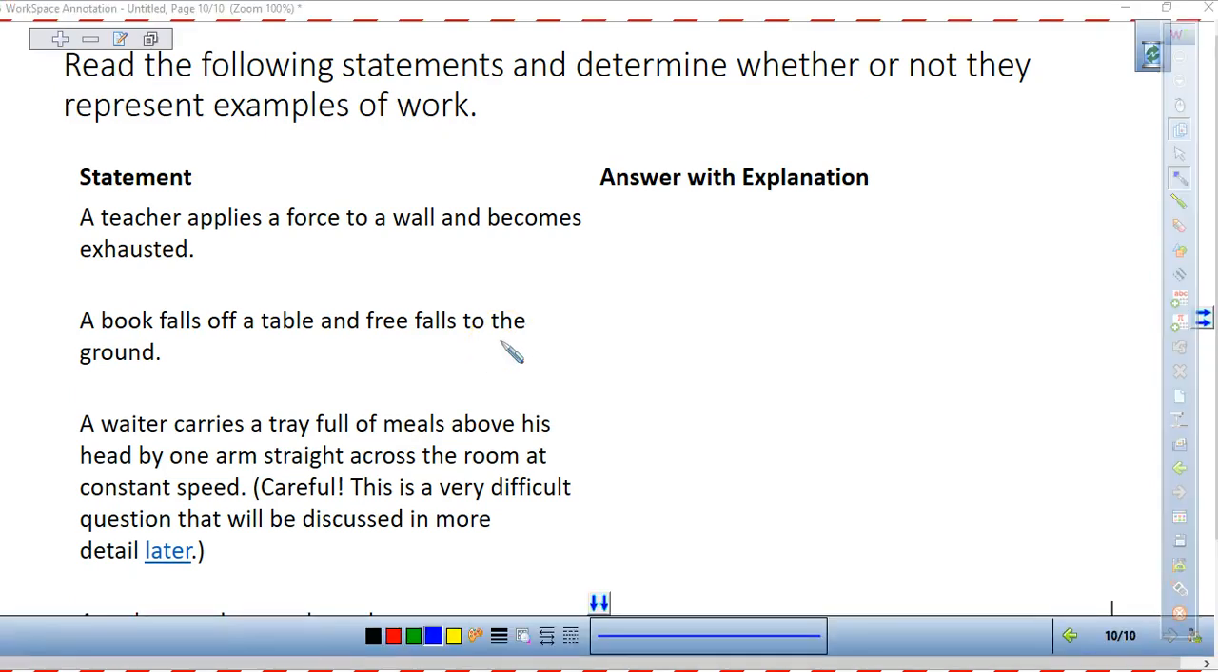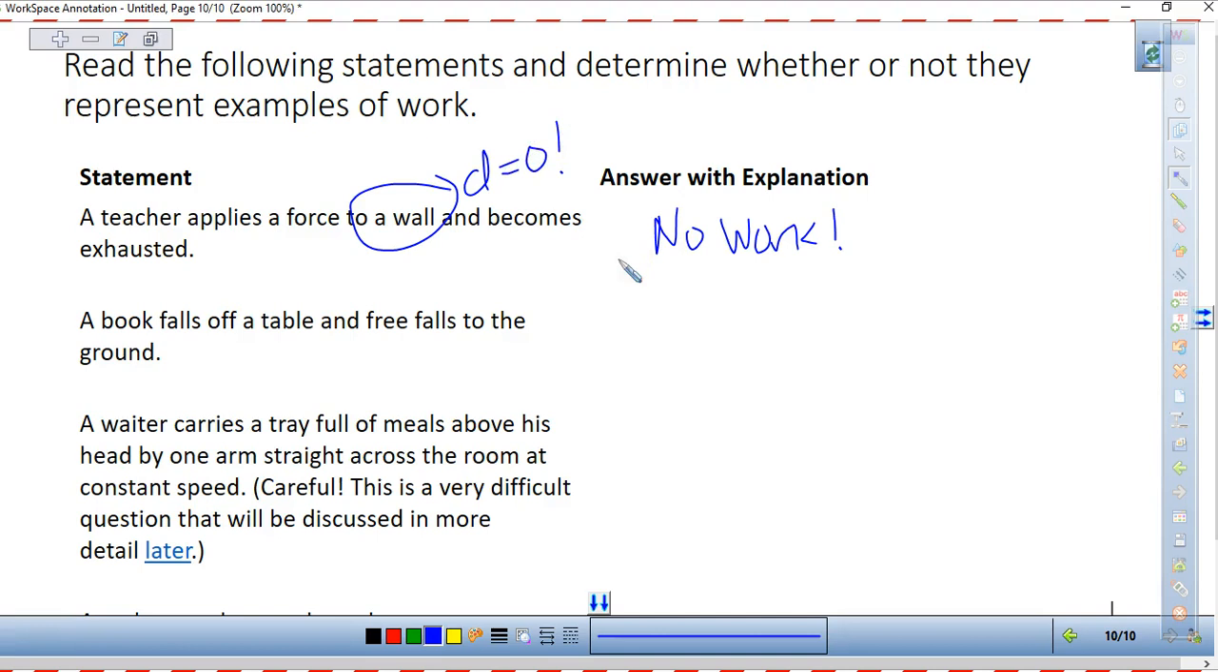Okay, so a teacher applies a force to the wall and becomes exhausted. Actually, what do you think? Positive work, negative work, or no work? No work, you're right. And what was the key to understanding this? The wall. Yeah, right? The wall doesn't move. So D is 0.